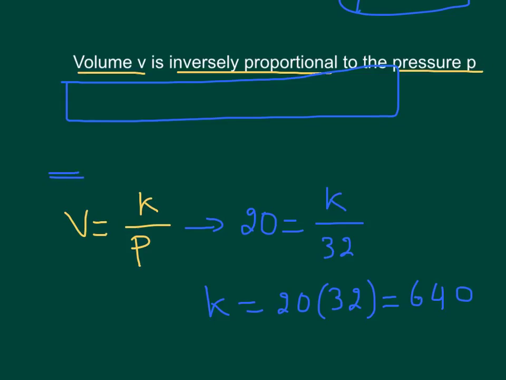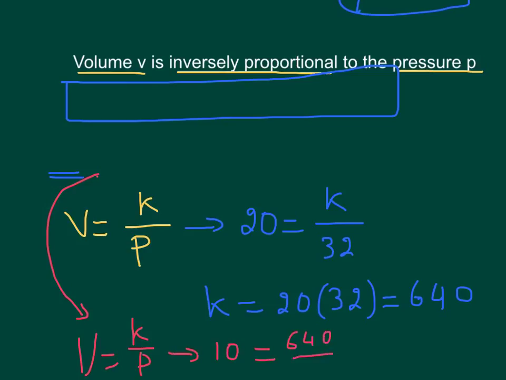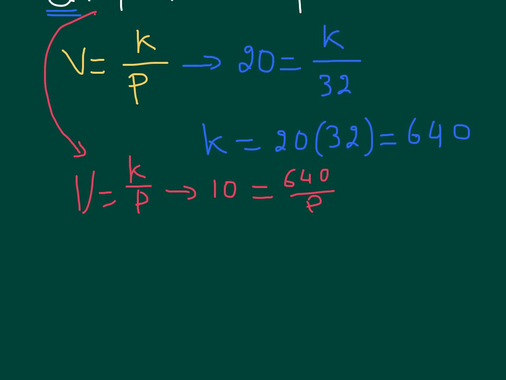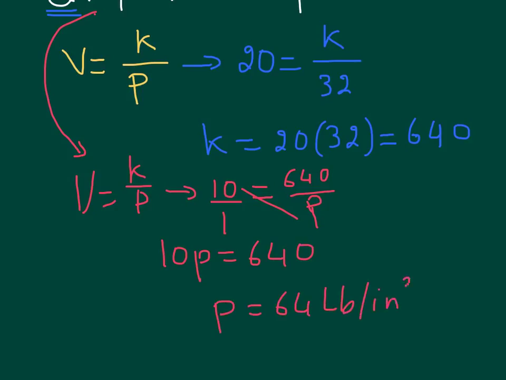Now, here is the question. The question is to find what the pressure is. So to answer the question, I am going to go to the formula V equals K over P. If the volume is 10 and K is 640, can we solve for P? Of course we can solve for P. We just have to cross multiply here, and 10P equals 640, which gives us P equals 64 pounds per square inch.